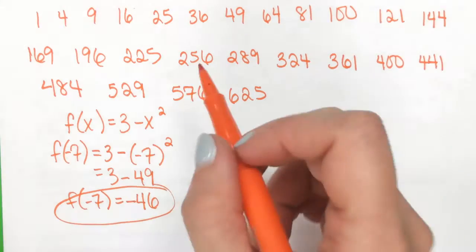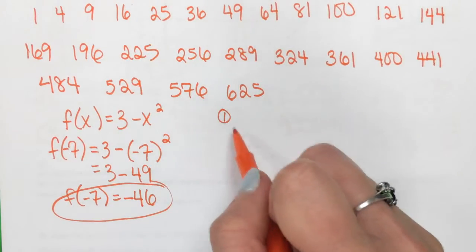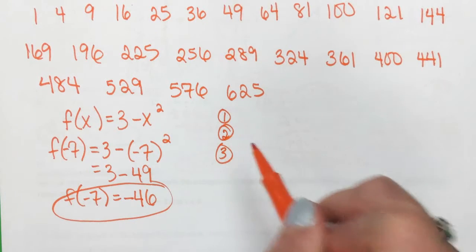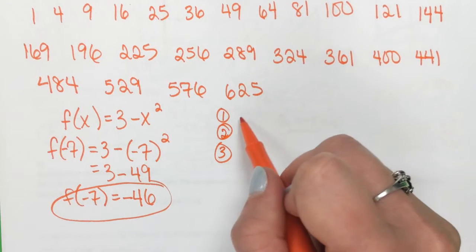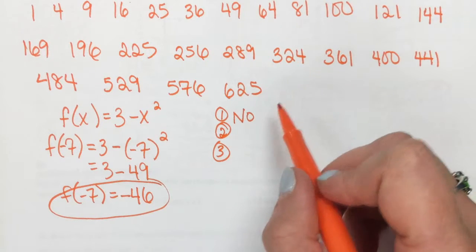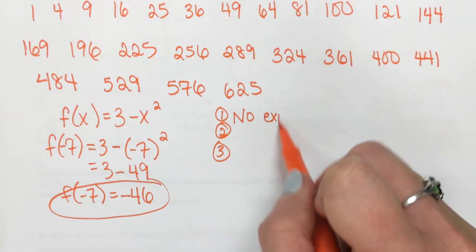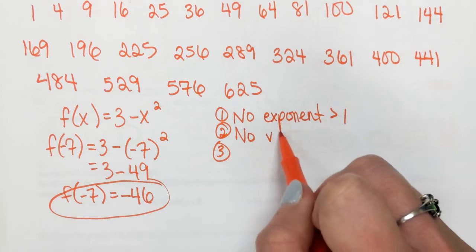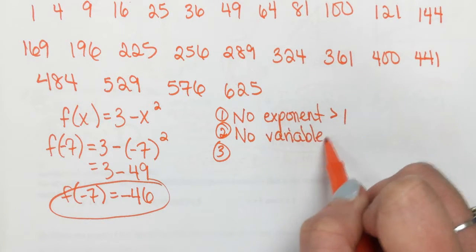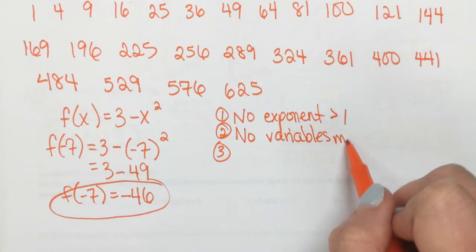What were the 3 rules if it was linear or not linear? It couldn't have a negative. No, that's standard form. Couldn't have an exponent other than 1. No exponent other than 1. There you go. No variables multiplied by another variable. And the x can't be in the denominator. There you go.